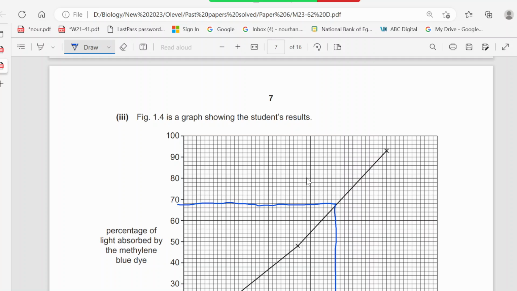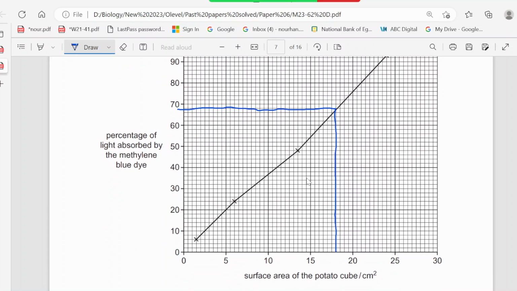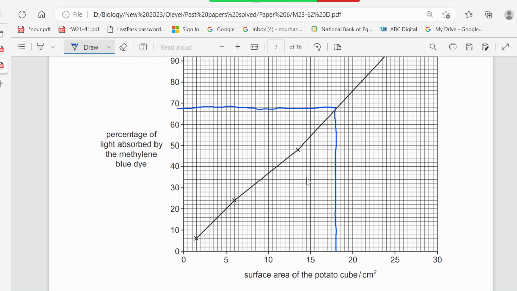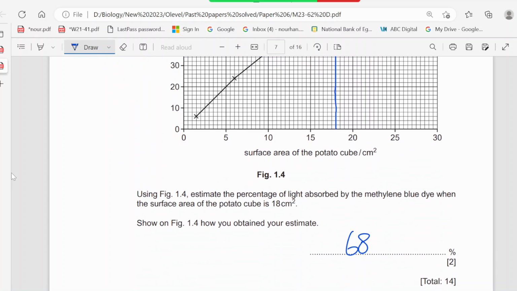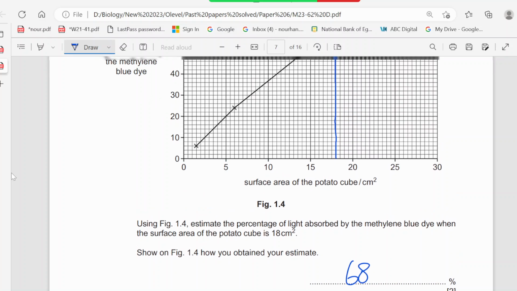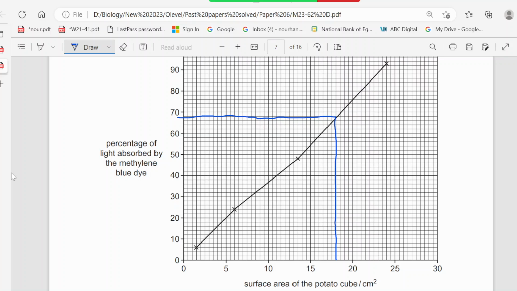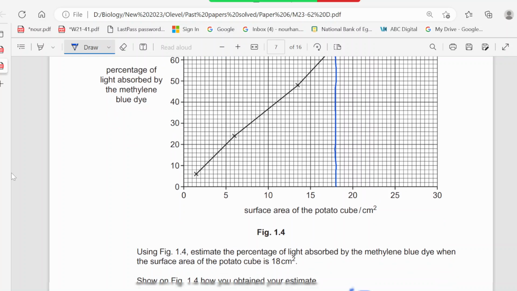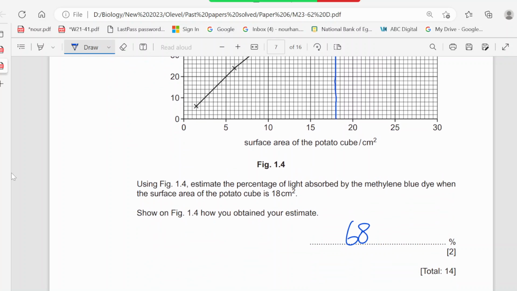Figure 1.4 is a graph showing the students' results. The surface area and the percentage of light absorbed. What does he want? Estimate the percentage of light absorbed when the surface area was 18 centimeters. You have to show on the graph, so you will draw a line at 18 centimeters and then go left in order to read what was the percentage of light absorbed. So what did I get? I got 68%.